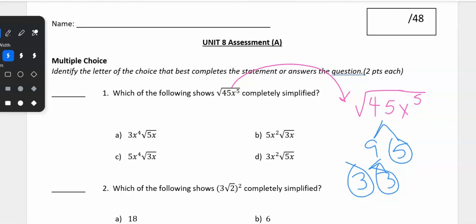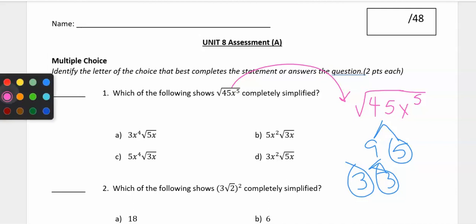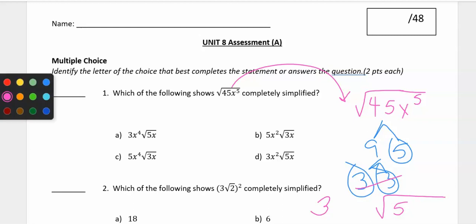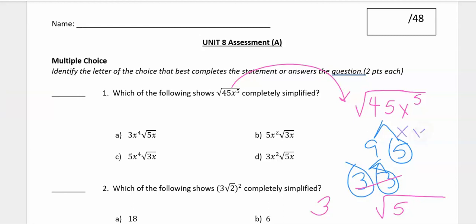So let's go ahead and break that down first. If I get my answer started, you got a pair of 3s, 3 will come out. That 5 doesn't have a pair, so it stays under. For the x to the 5th, there's always a couple ways to do this. If you got this wrong, this is what I would do.